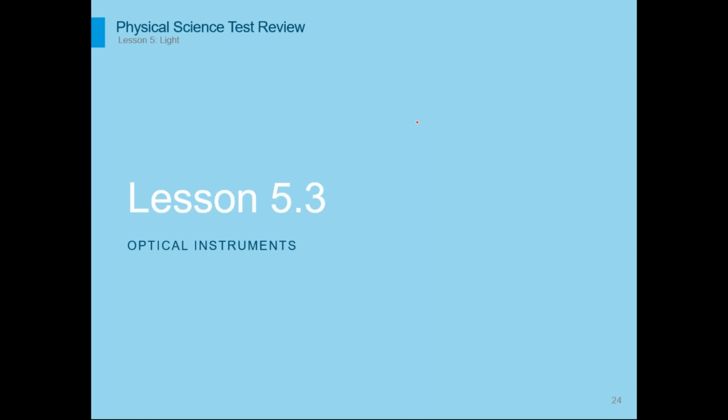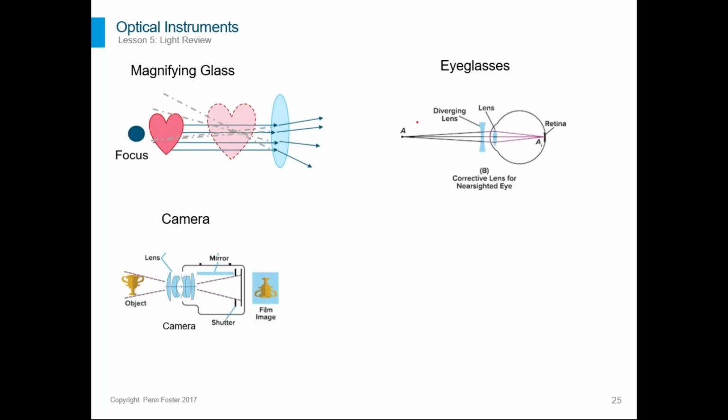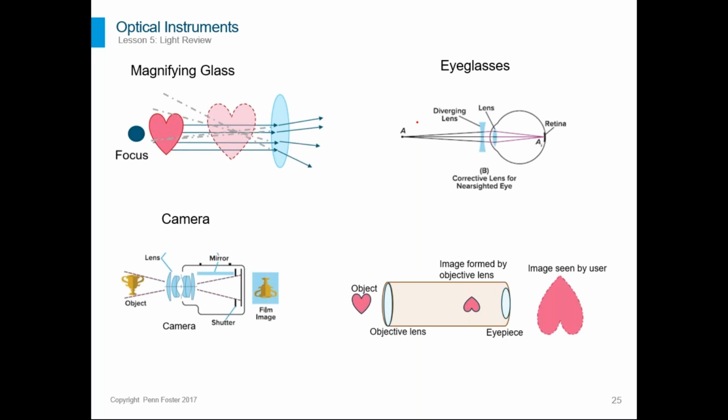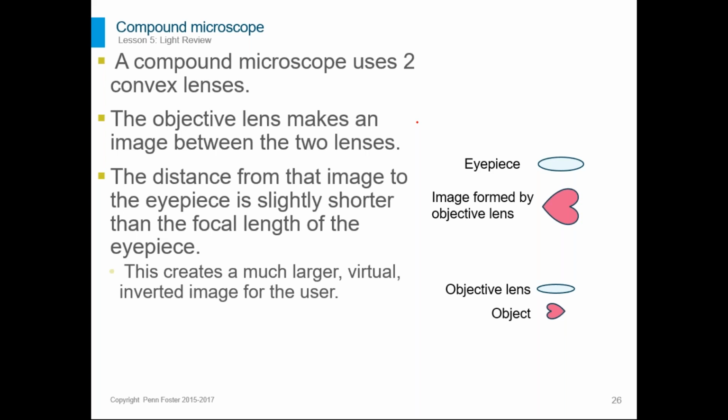And lesson 5.3 talks about optical instruments as the next reading, and it goes through a lot of instruments. We've got magnifying glasses, eyeglasses, cameras, telescopes, and microscopes. All of these are discussed in another video, the one on your student portal. Definitely watch that. The only one I want to talk about right now is microscopes. So a compound microscope uses two convex lenses. There's the objective lens and the eyepiece. So the objective lens makes an image here between the two lenses, like inside of the microscope.